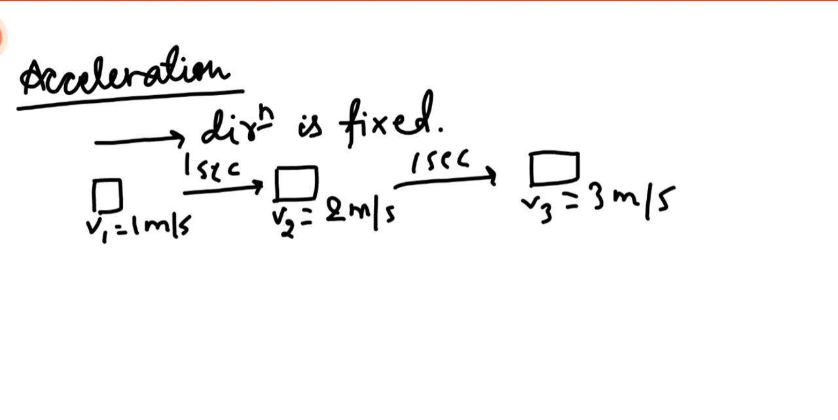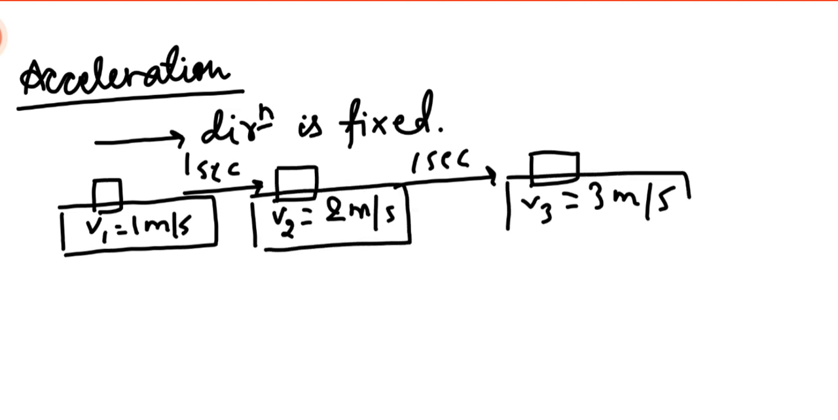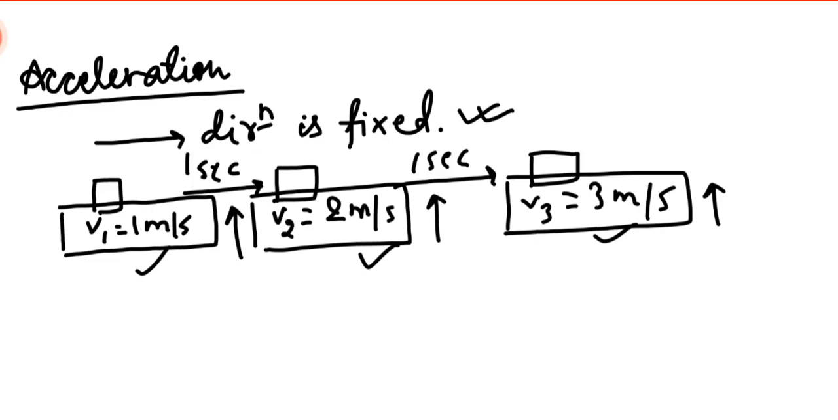Now here, what is happening, students? The change in the magnitude of the velocity is happening equally. The velocity is increasing by an equal amount, that is plus 1 meter per second, plus 1 meter per second. The magnitude is changing by an equal amount in equal intervals of time, and the direction is also fixed. Therefore, this kind of acceleration is known as uniform acceleration.